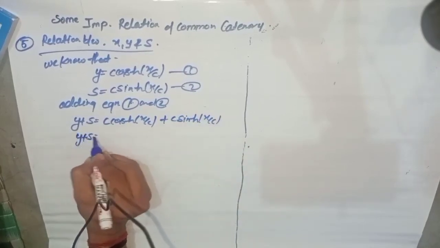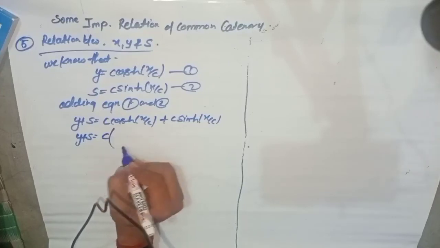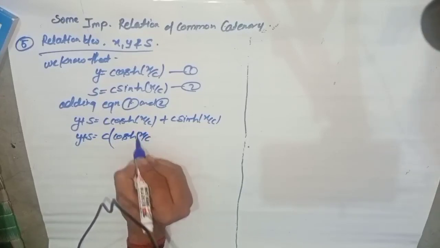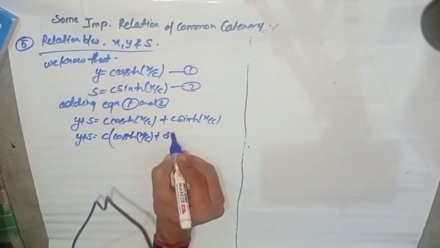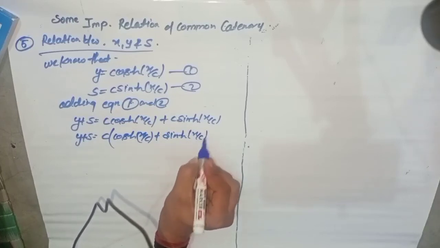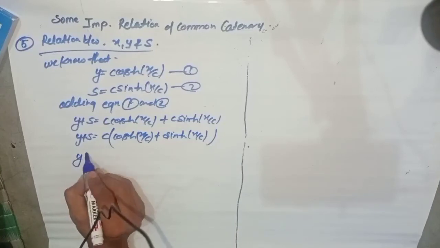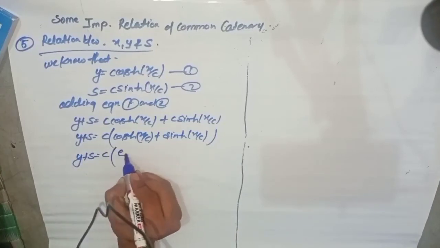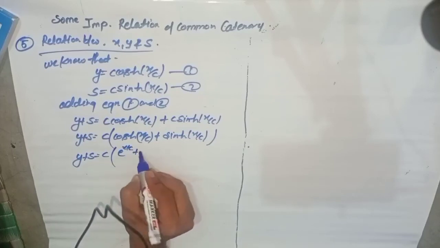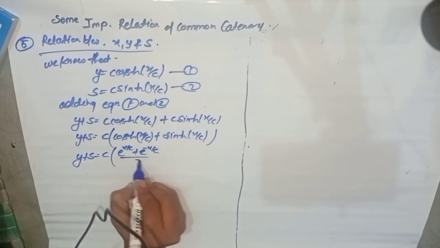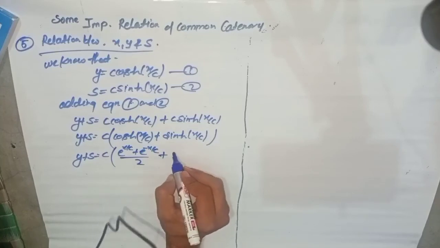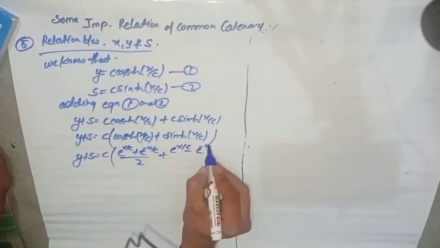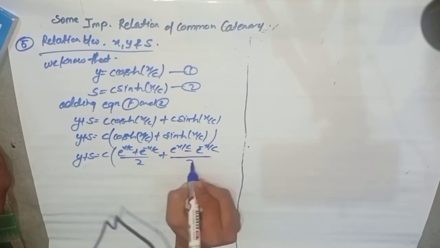Now y plus s equal to, we take c common, then cos hyperbolic x by c plus sin hyperbolic x by c. Now we put the value of cos hyperbolic x by c, this is e to the power x by c plus e to the power minus x by c, by 2, plus the value of sin hyperbolic x by c, which is e to the power x by c minus e to the power minus x by c, by 2.